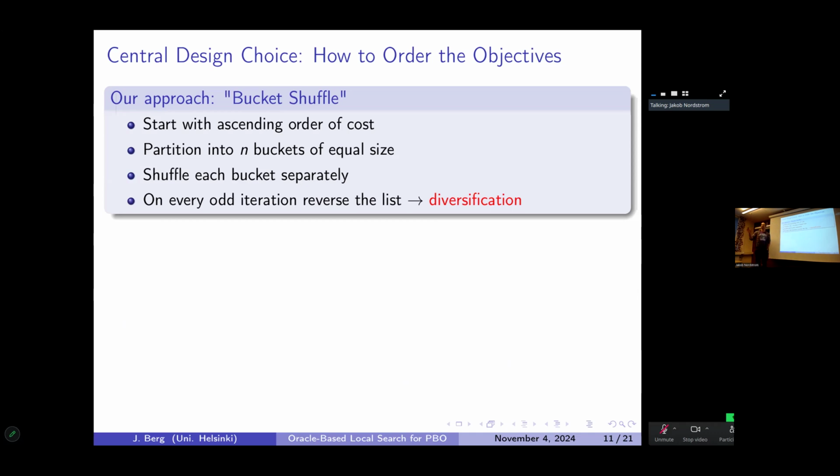And this sort of corresponds to diversification in standard local search. So maybe we're stuck in a local optimum and now we want to do something that doesn't make sense from the point of view of improving, but we want to go somewhere else.